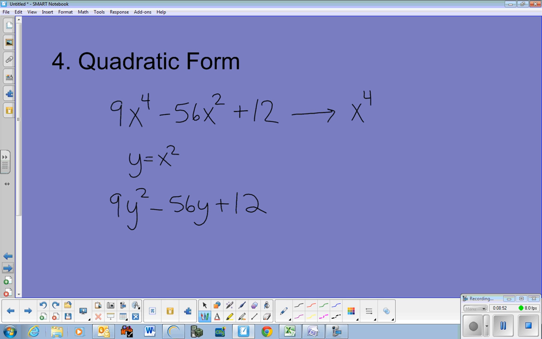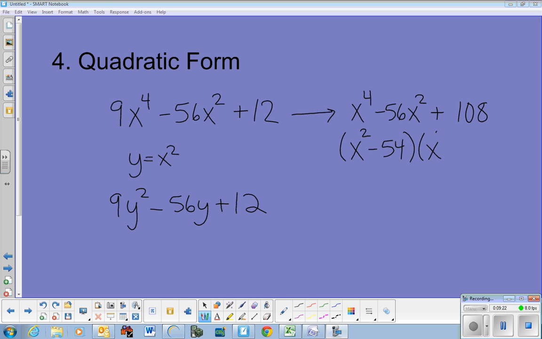I'm going to slide my 9 over and do 9 times 12, which is, let's see, 90 and 18, that's 108. Now I need two factors of 108 that add up to negative 56. I'm going to have to pause and search for those. Well, those are easier to find than I thought they were going to be. They are negative 54 and negative 2.